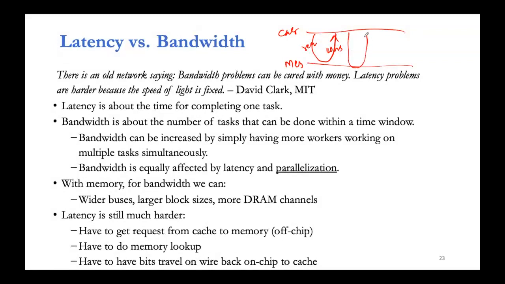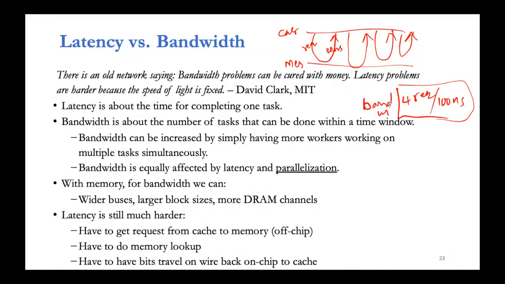Generally that takes 100 nanoseconds. If there are 4 requests, then the bandwidth says there are 4 requests per 100 nanoseconds, that we call your bandwidth. So bandwidth is about the number of tasks that can be done within a time, whereas latency is the time taken to process and send the response back.